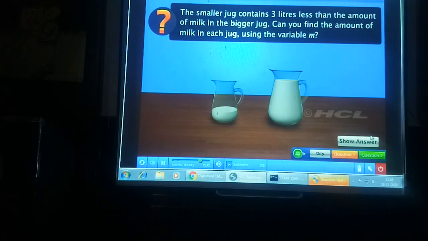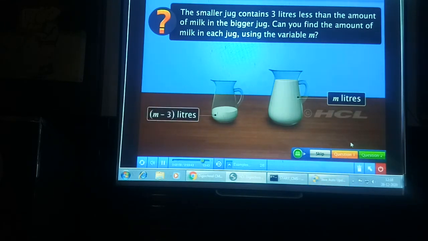Show answer. See, what is your answer? As the volume of milk in the bigger jug is not known, we represent it as m liters. Therefore, the amount of milk in the smaller jug will be 3 less than m liters. I explained all this to you in class, beta. Subtraction back also gives minus, and before will also give minus.